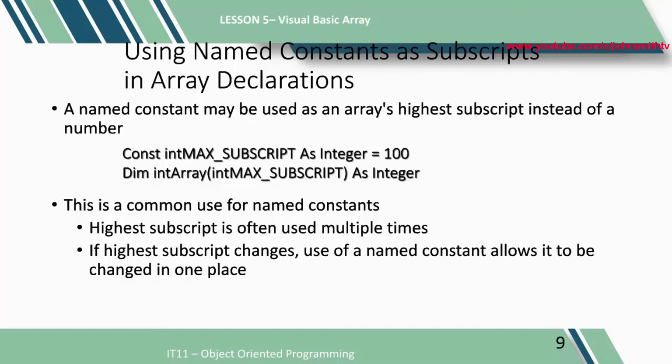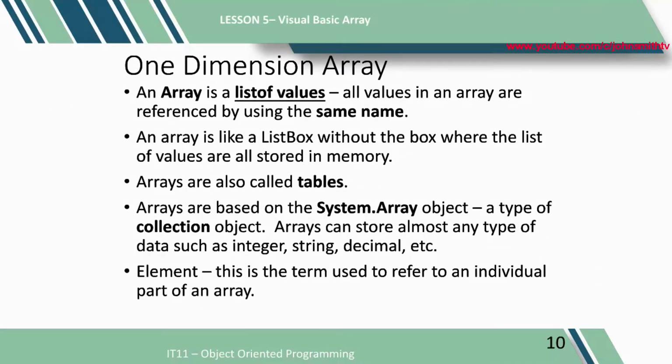The following statements store values in each element of the array. int numbers(0) = 100, int numbers(1) = 200, int numbers(2) = 300, int numbers(3) = 400, int numbers(4) = 500, int numbers(5) = 600. One-dimensional array or single-dimensional array. By default, an array is one dimension.